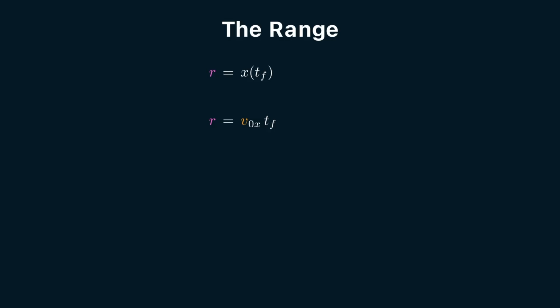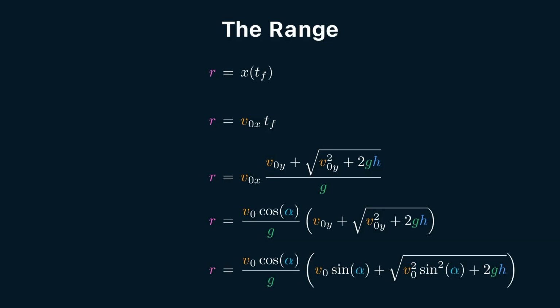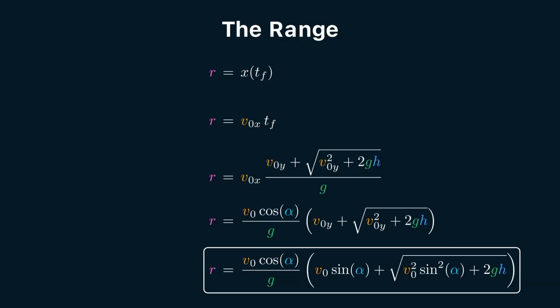Now we use the general solution for tf that we just derived, insert v0x and pull the g out in front. And finally, we also insert v0y. And with that, we have the general formula for the range. Here too there is a simplified solution for the case initial height h equals 0.